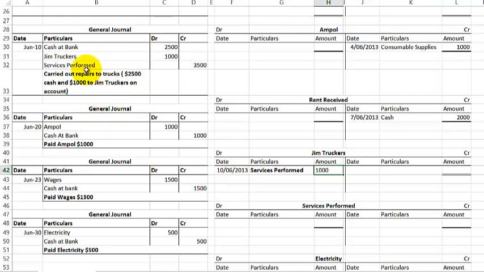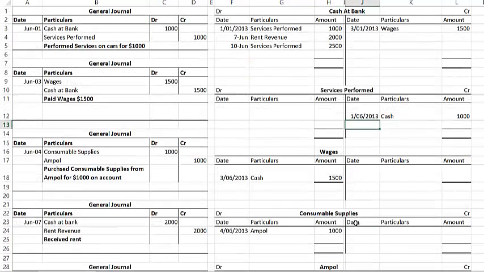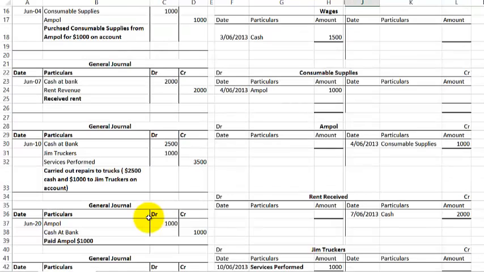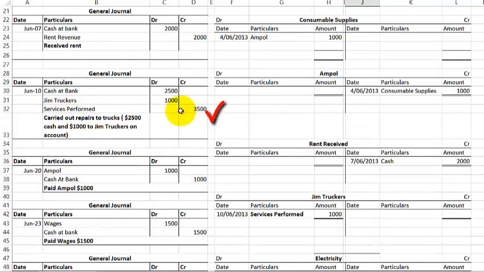So lastly, we've got to put the credit to the services performed account. So on the credit side, on the 10th of June, we received some cash, and we've got a reference to Jim Truckers, and that was for the total of $3,500. So that has sorted out that credit there.